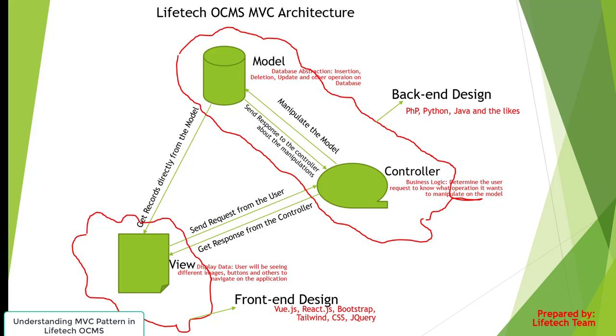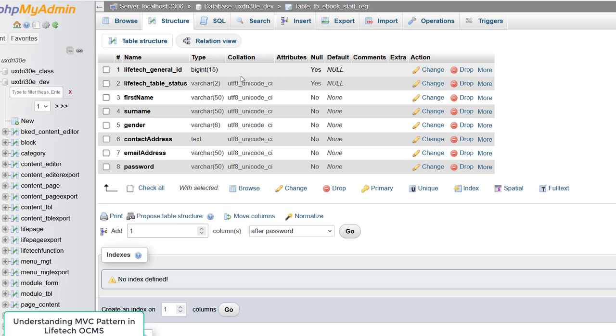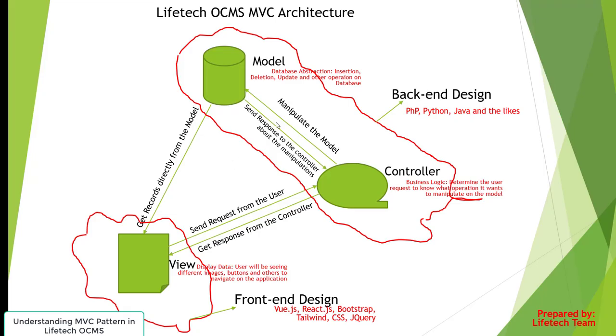Now the model, this is the database. Here is the database table for the model. At this point, the model can insert into this database table, can delete, can edit. The next one is the view. Now let's go and look at the view part.